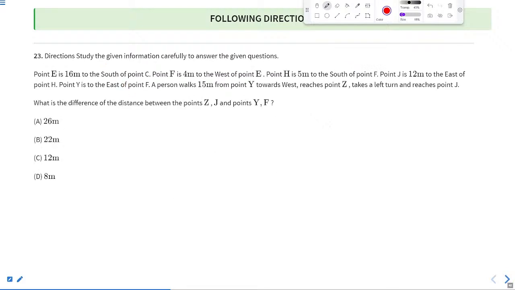23. Point E is 16 meters to the south of point C. Point F is 4 meters to the west of point E. Point H is 5 meters to the south of point F. Point J is 2 meters to the east of point H. Point Y is east of point F. A person walks 15 meters from point Y towards west, reaches point Z, takes a left turn and reaches point J. What is the difference between point Z, J and point Y, F?